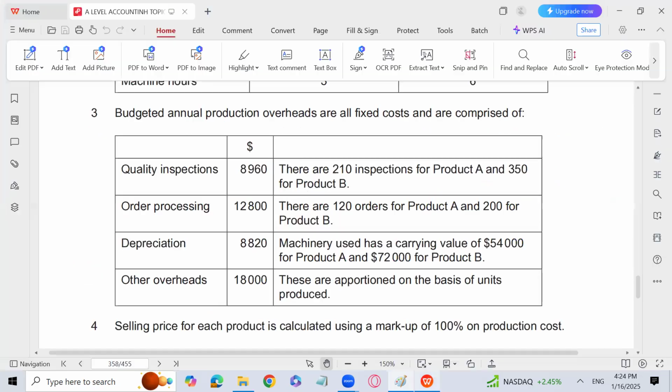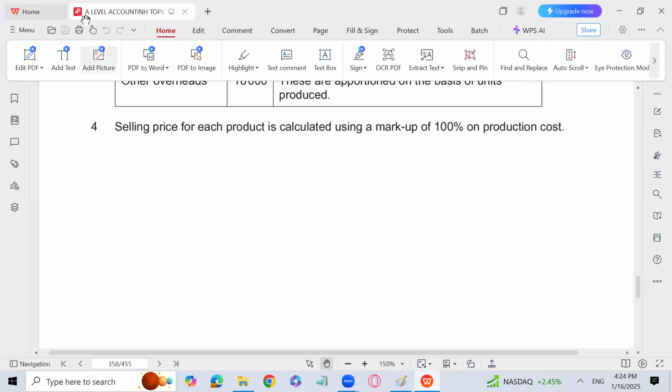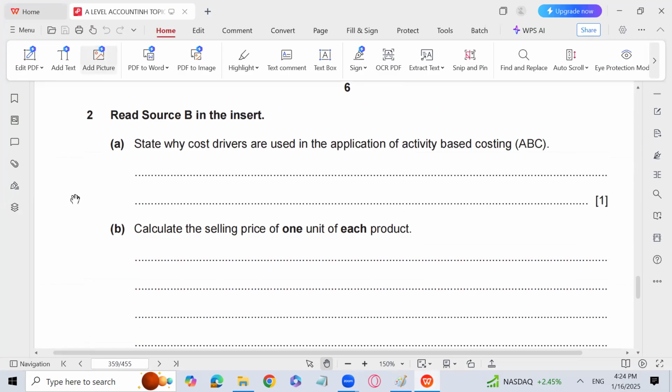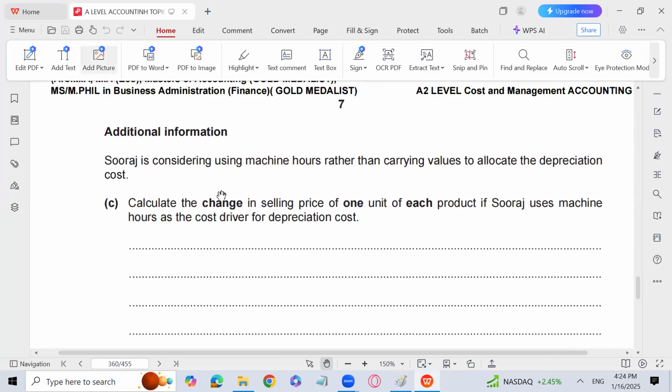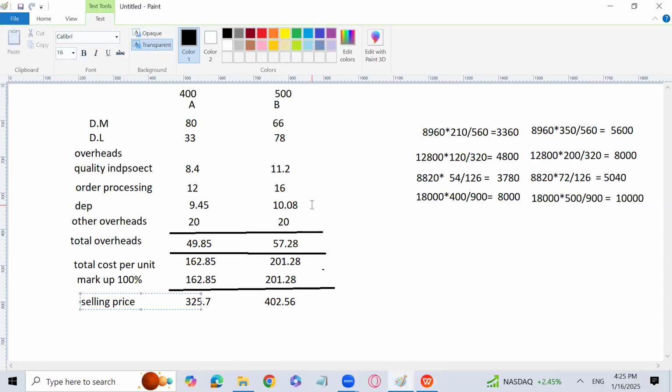Okay, so this is how we have found the selling price for part A. Part B: calculate the selling price of 1 unit for each product. May-June 2442. Suraj is considering using machine hours rather than carrying values to allocate the depreciation cost. So they are basically asking that instead of going for the carrying value, we should use machine hours to apportion the overhead cost of depreciation. Calculate the change in selling price of 1 unit of each product if Suraj uses machine hours as the cost driver for depreciation cost. Obviously depreciation will change because of that.